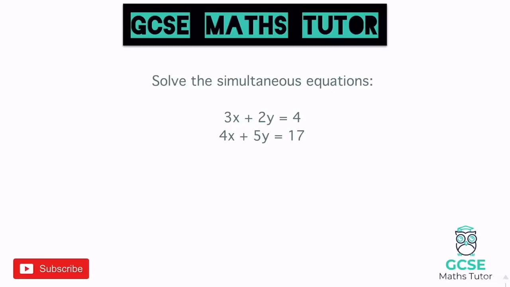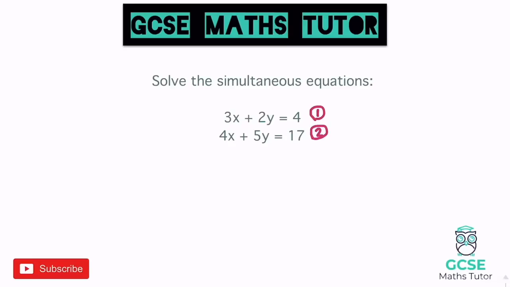So we've got two equations here, and simultaneously just means we're going to be solving two of them together at the same time. So in both of my equations I've got an x and I've got a y, and we've got to find the value of both of them. I always label the first equation equation 1, and it's a good little tip to label them up. So we've got 3x plus 2y equals 4, and the second one here we've got 4x plus 5y equals 17.